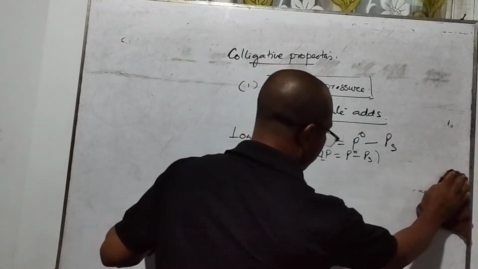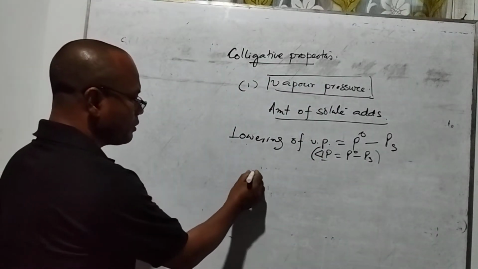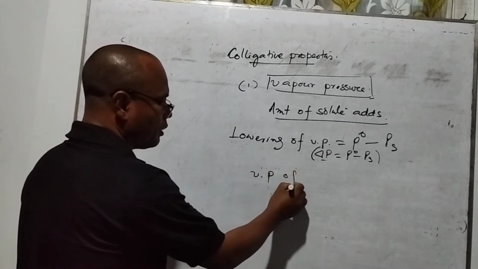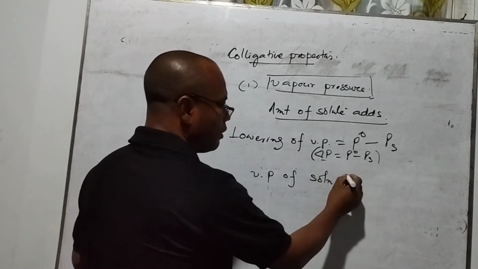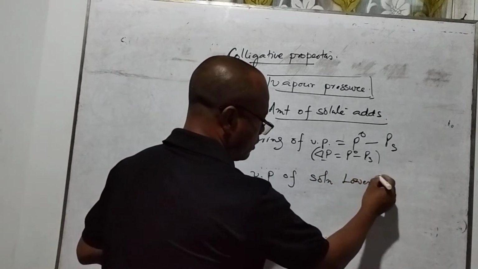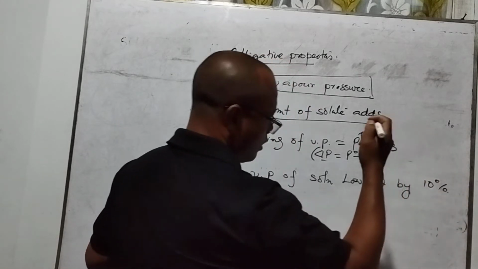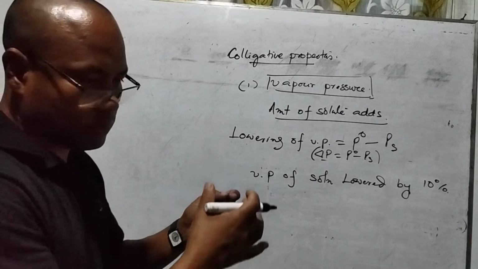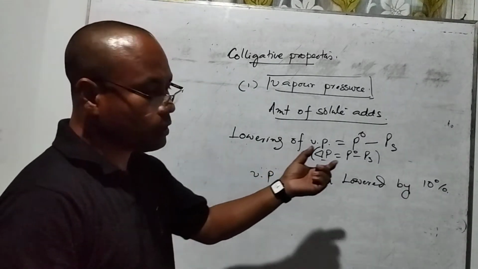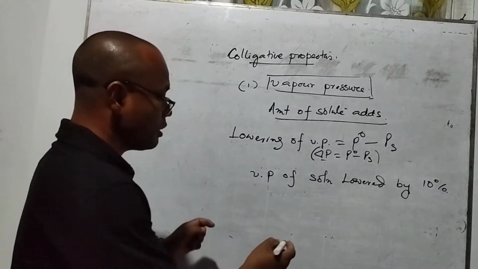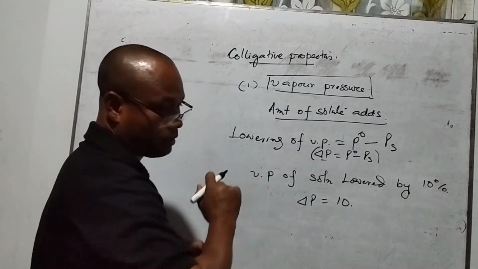Let me give a simple example here. The vapor pressure of our solution is lowered by how much? I write 10%. The vapor pressure of the solution is lower by 10%, so I just express it in terms of percentage. That means this lowering of vapor pressure, what will be the answer? That should be 10, right?